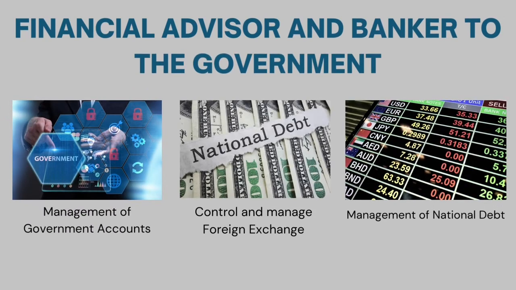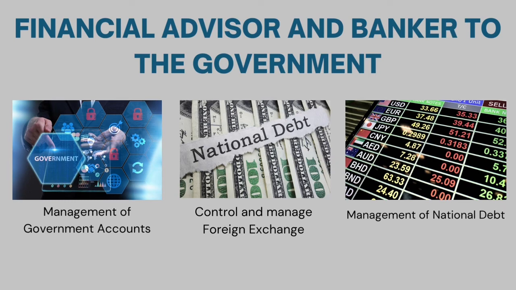And now I will talk about financial advisor and banker to the government. The first one is management of government accounts. Bank Negara Malaysia will receive all the tax and non-tax revenue paid by society to the government and deposit this revenue into a government account. Bank Negara will then withdraw this money from the government account to pay for government expenses.